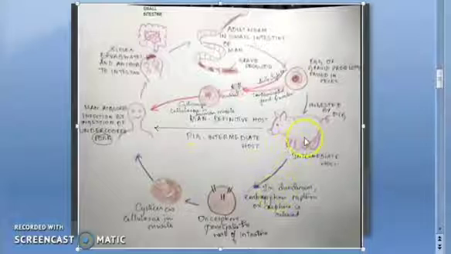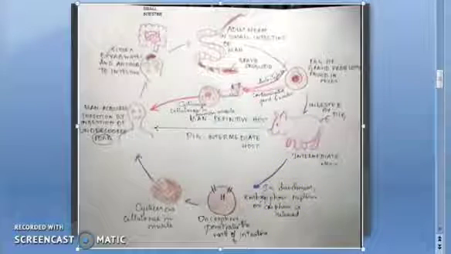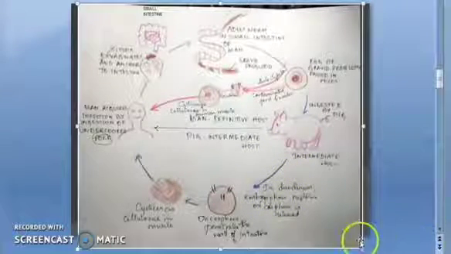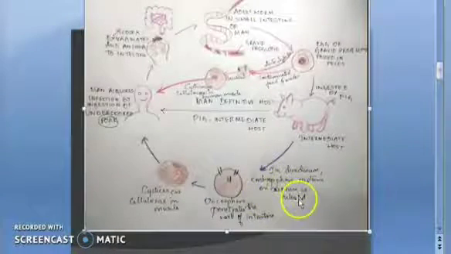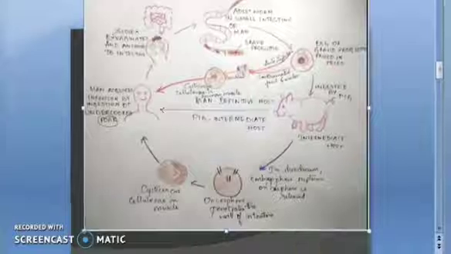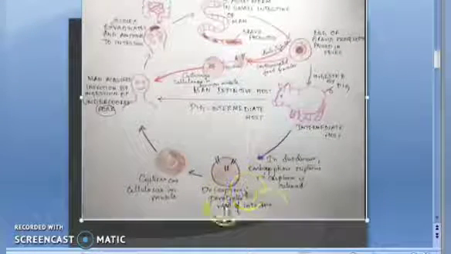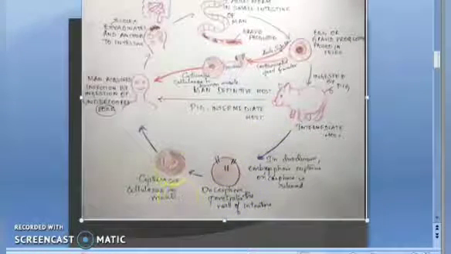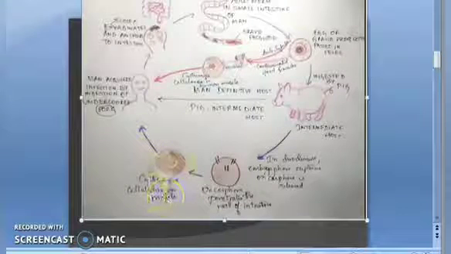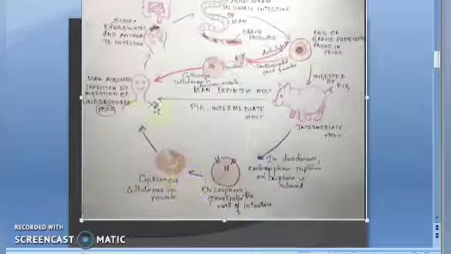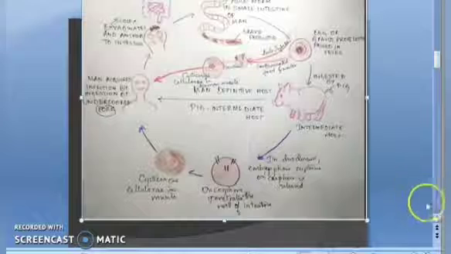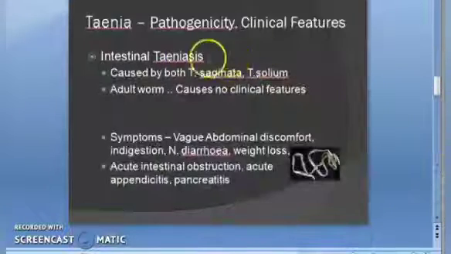So in the duodenum of the pig, the embryophore ruptures, right? In the duodenum of the pig, the embryophore ruptures and the oncosphere is released. This oncosphere penetrates the wall of the intestine of the pig. Then here, this is the Cysticercus cellulosae in the pig muscle, which man is going to consume now. Very good. Now let's move on.